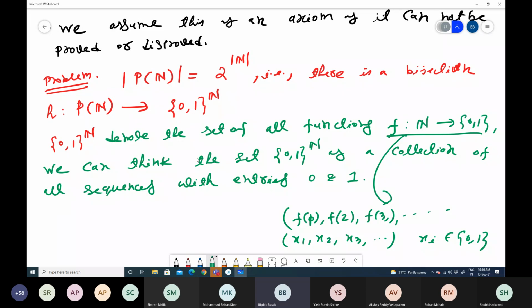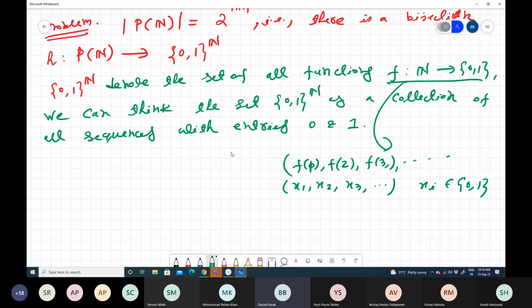Right. So can you guess? What will be the function from this to this? How to define this one? Let A belong to P of n, and then we'll define the sequence x_i as x_i is 1 if i belongs to A and 0 if i does not belong to A. Right. So that is your obvious guess.